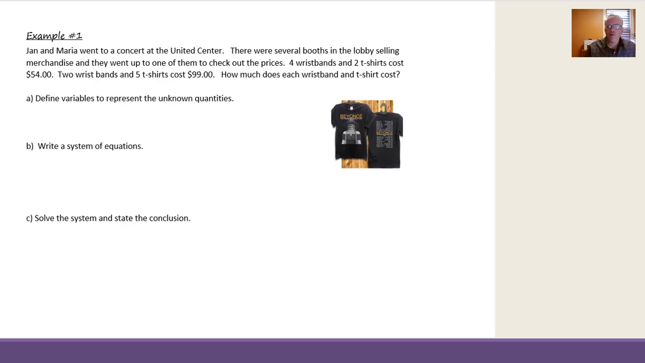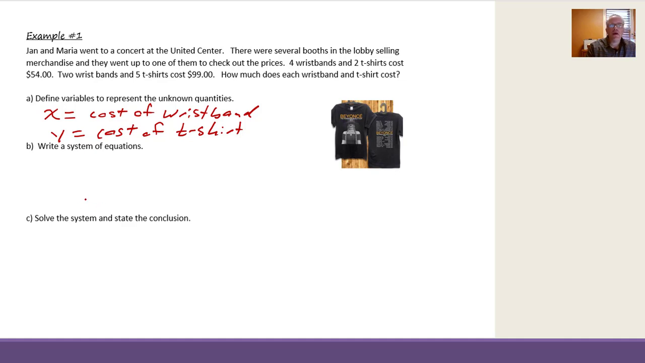Okay, so I'm going to go through a very traditional way of solving a problem. The first step is to define the variables. You don't have to use x and y, but I'll let x be the cost of a wristband, and we're going to let y equal the cost of a t-shirt. You have to look for which quantities we are trying to find. That's what we're going to let our variables equal. We have wristbands and t-shirts, so we have 2 different variables.